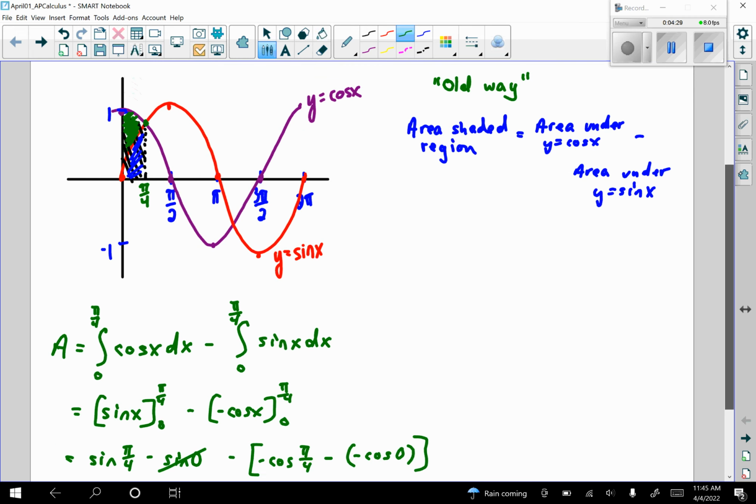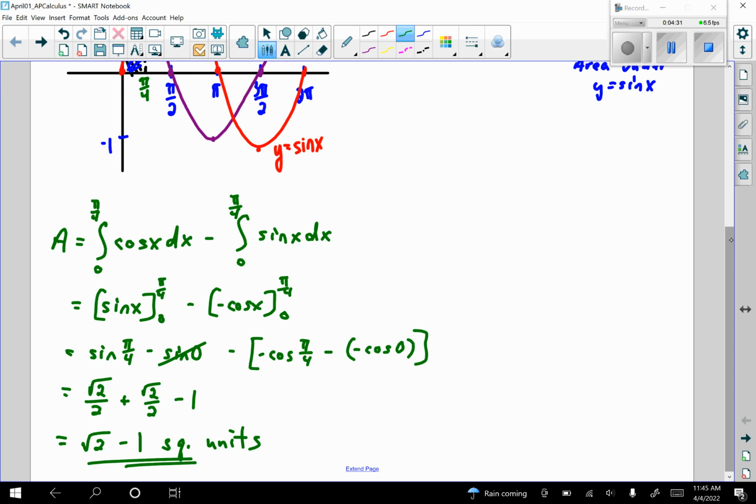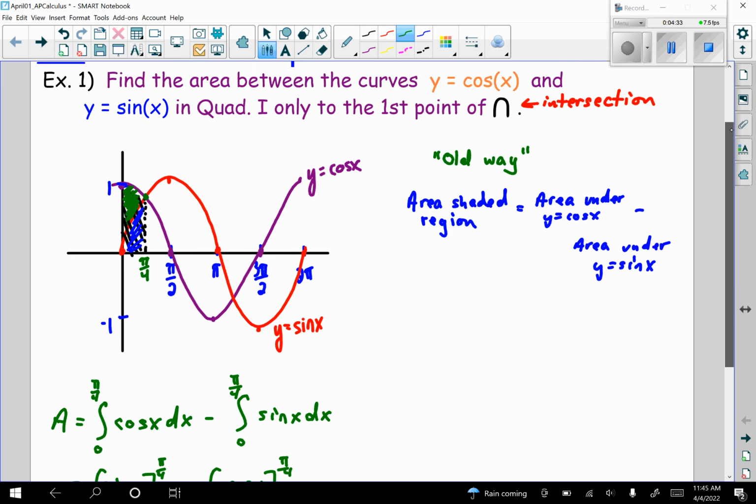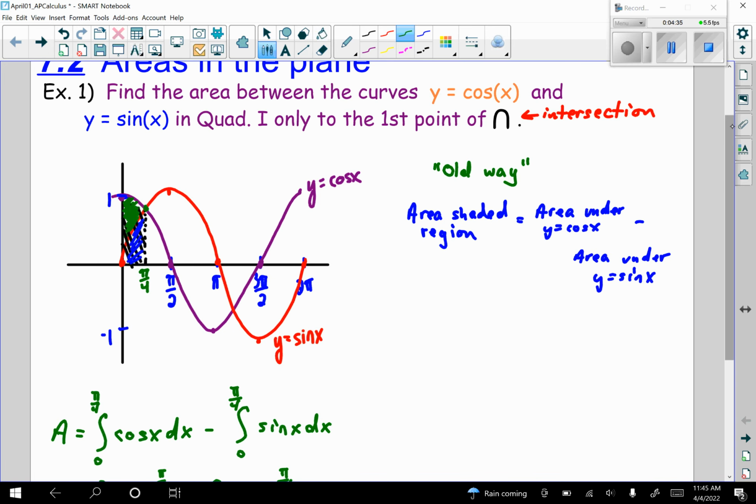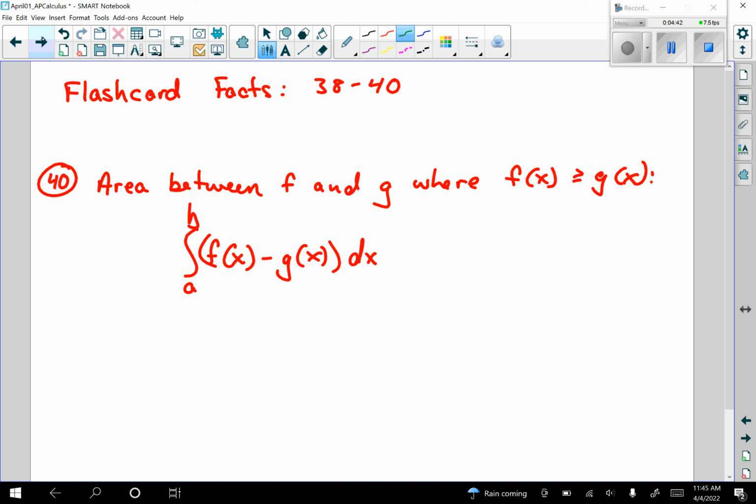But we don't always have to do that. Like I said, there's going to be a more efficient way. And if you actually look at the handout that I gave you of the flashcard facts, these are facts 38 through 40. And I just want to point out number 40 here. So it mentions the area between two curves, f and g, where f of x, just the curve sits above g of x, or if it's equal to, but it's going to be easier, obviously, seeing if it's above. It's just the integral from a to b of f of x minus g of x dx.